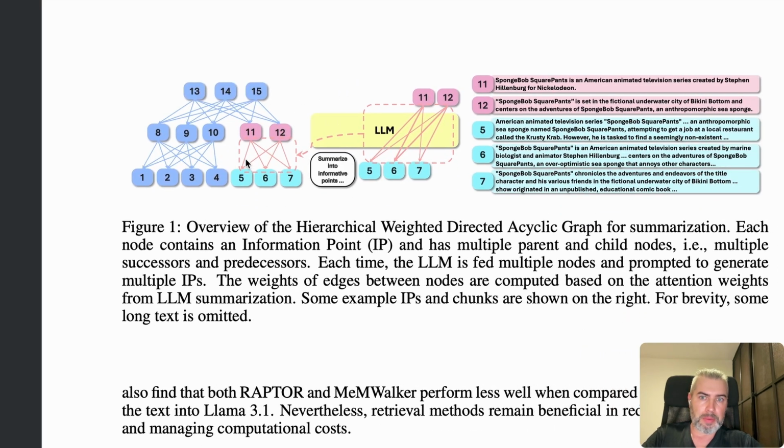So, here are the chunks from the raw document, and here are the layers of summarization. And here are the edges that connect chunks and summarization. Some summarization points, or information points as the authors name them. This process forms a many-to-many graph in which each node can have multiple lower level child nodes and higher level parent nodes.